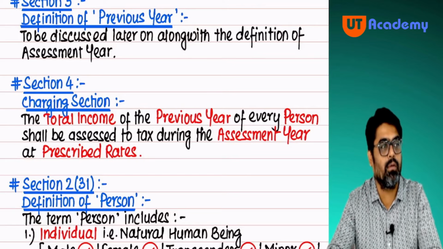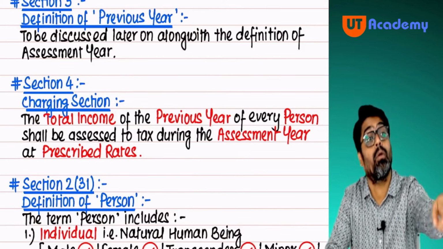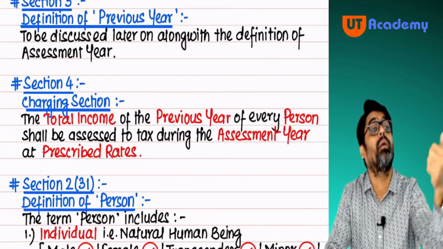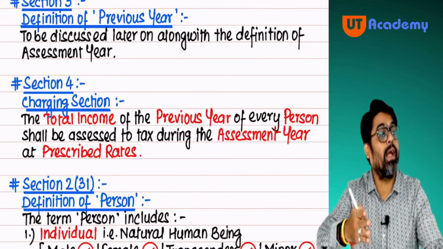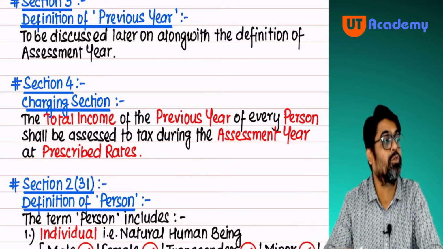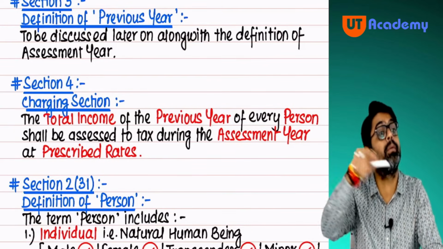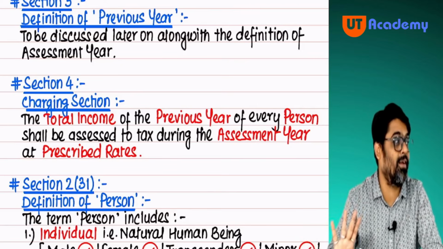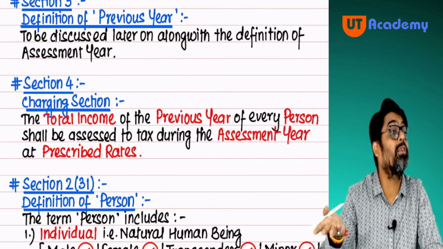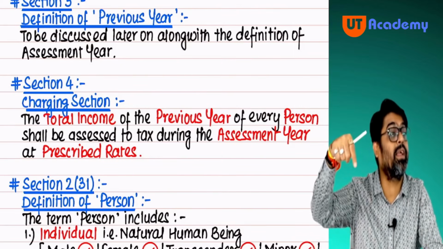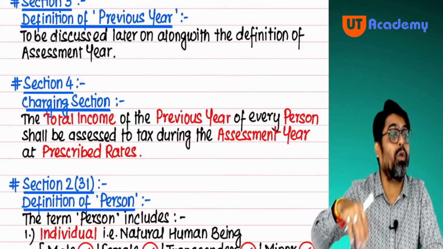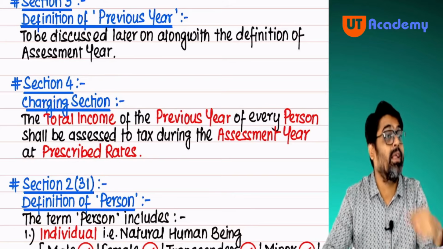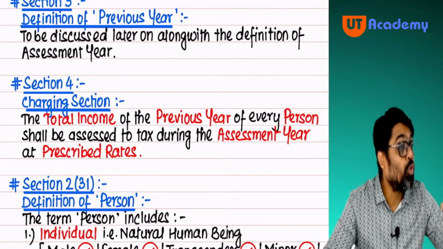Are you a person? Your total income of the previous year, no? Your total income of the previous year will be charged to tax during the assessment year, so tax will be charged on that total income in the assessment year. Charging will be done in the assessment year, yes or no? Charge is not in the previous year, charge is in the assessment year, but the charge is not on the income of the assessment year, charge is on the income of the previous year, and that income is not just income, that income is total income.